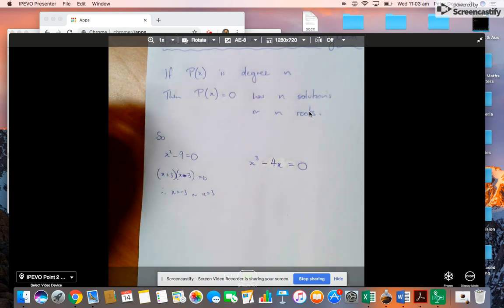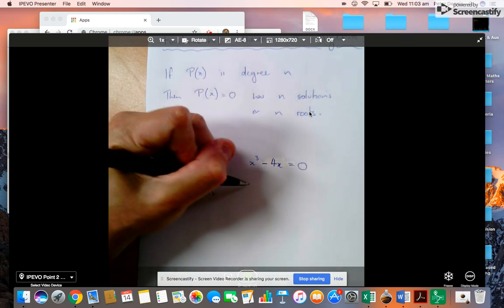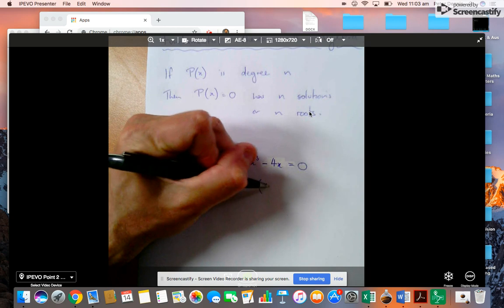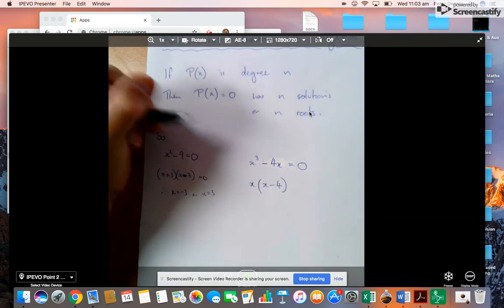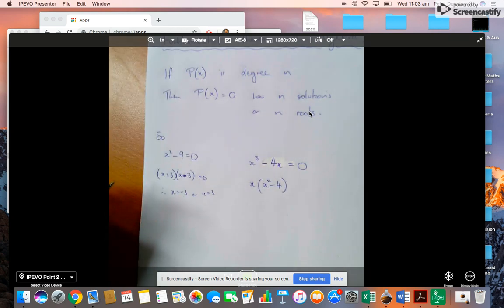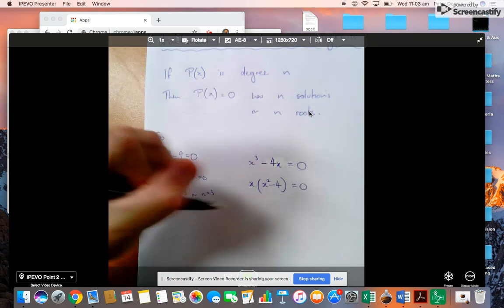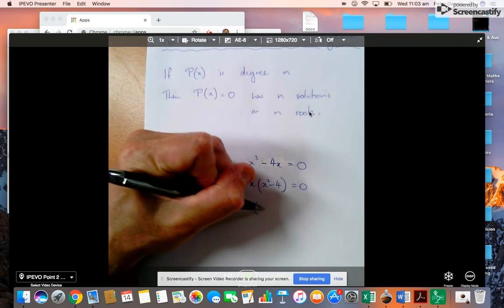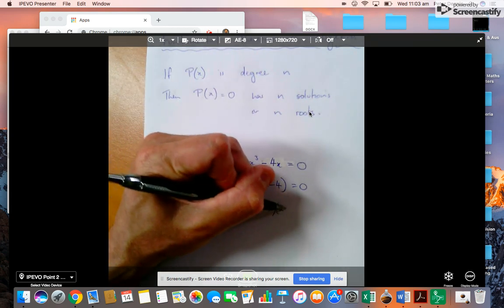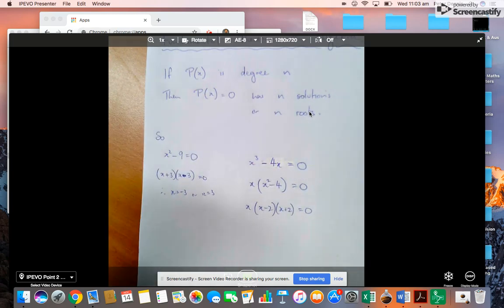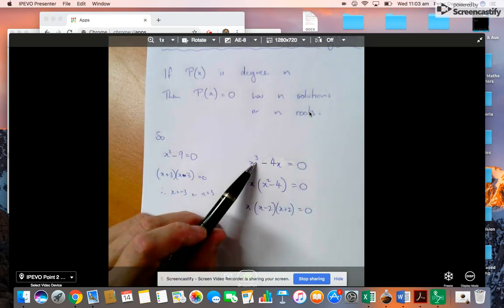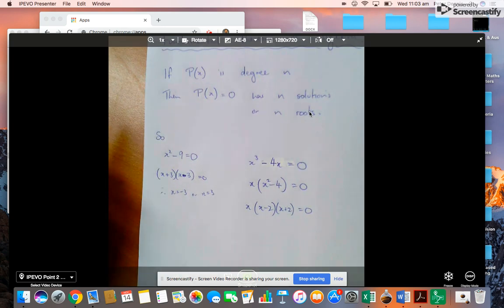And we can factorise this. We can take a common factor out, x outside of x squared minus 4 equals 0. And when we write this out, it becomes x (x minus 2)(x plus 2) equals 0. So what you have is it's degree 3 and it has 3 roots. This is degree 2 and has 2 roots.